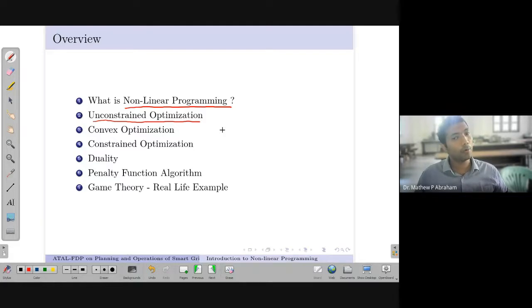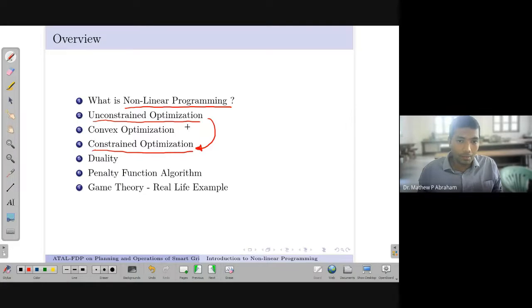Most of the optimization problems that we come across in smart grids, or in whichever area we are working, will have some constraints. We'll see the constraints later. That will be the constrained optimization problem. But in order to solve the constrained optimization problem, we actually require an understanding of the unconstrained optimization problem.